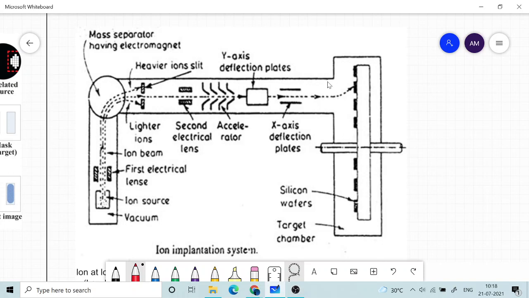Now the beam is coming. This is an ionic beam. Ion of what? Ion of the impurity that you want to dope. If you want to dope a p-type impurity, then boron ion. If you want to dope phosphorus impurity, then phosphorus ion. So this is the way to introduce that material into the substrate which you want to convert to n-type or p-type.